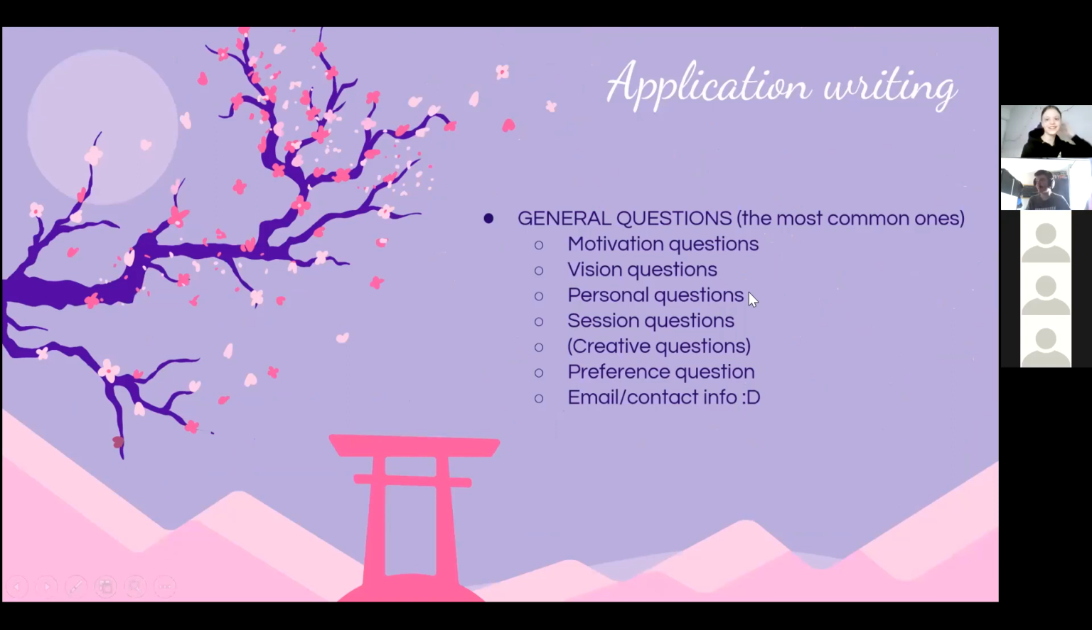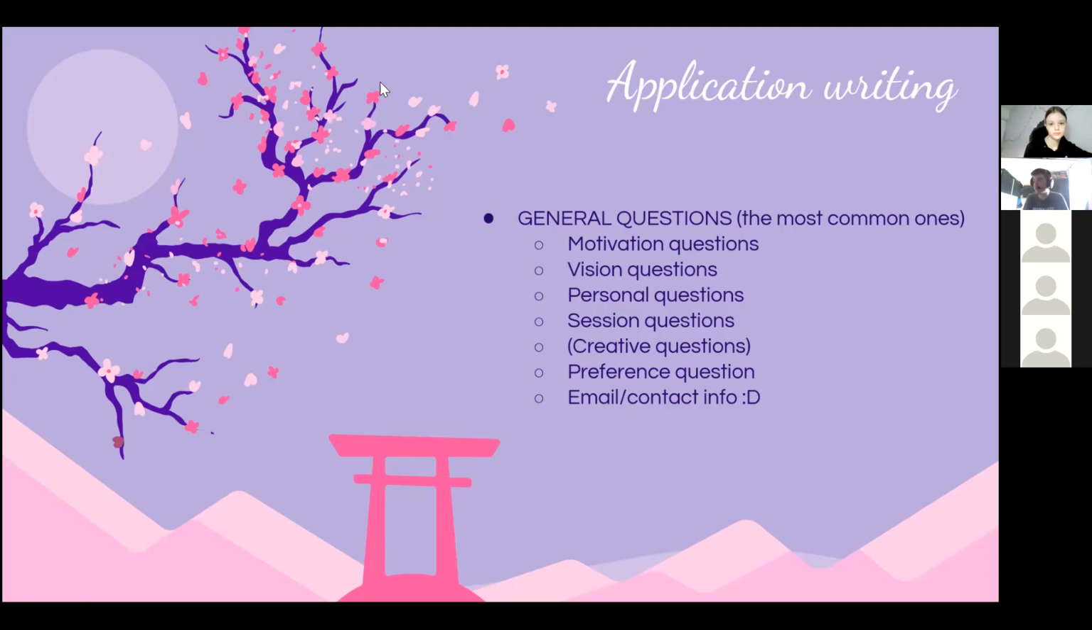Yeah, okay. So the general questions, the most common questions you'll see on an application. The motivation question: what motivates you to apply for Enhance? For this, please don't copy and paste the same answer for motivation all the time. Again, as we said, read the vision, read the theme, be original, and just be honest. Why are you applying to this session?